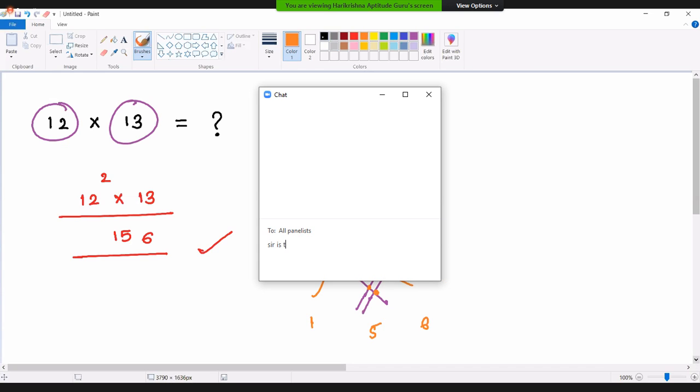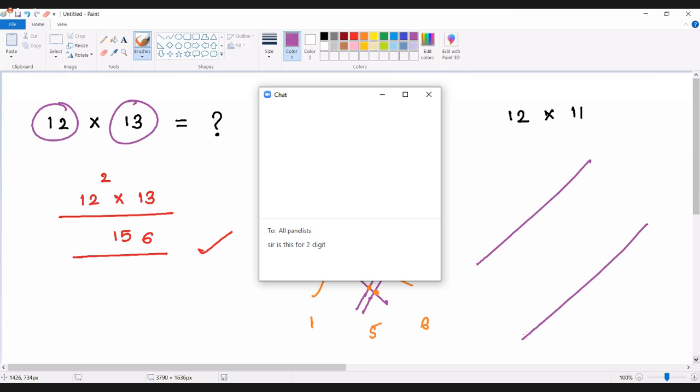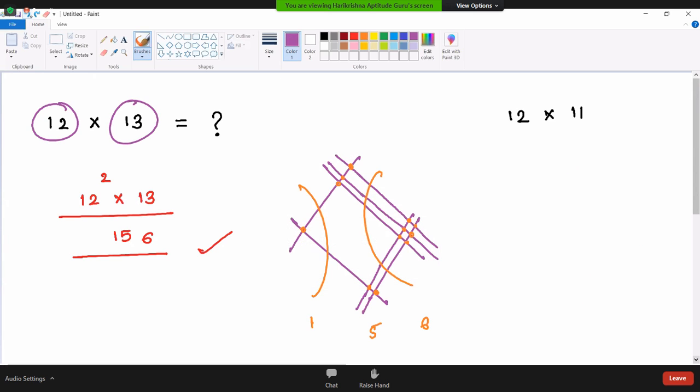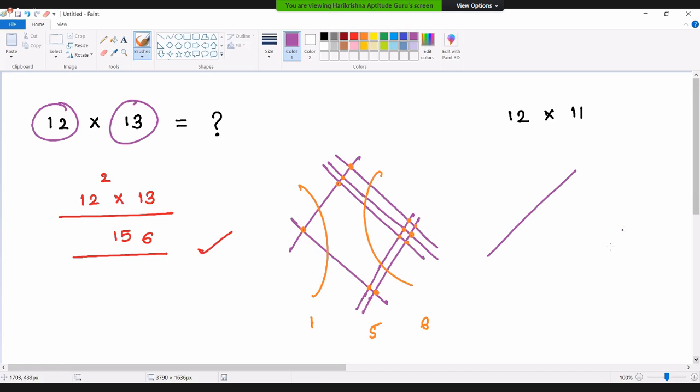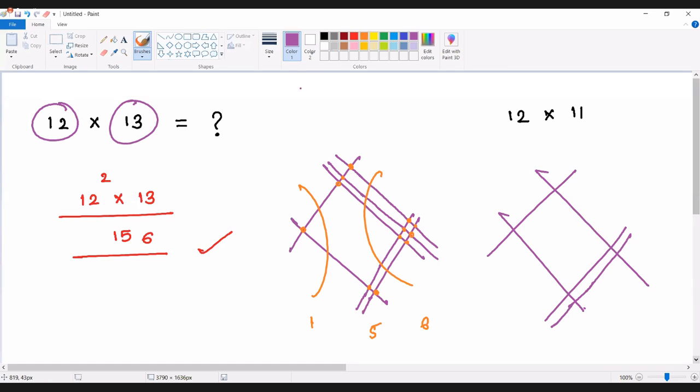For example, I'm trying to find out the product of 12 into 11. So 12, I'm taking 1 as the first digit. The second digit is 2. I'm representing 2 with 2 lines. 12, I'm representing like this: 1 with 1 line, 2 with 2 lines. And 11, I'm representing like this: 1 with 1 line, and another 1 line.